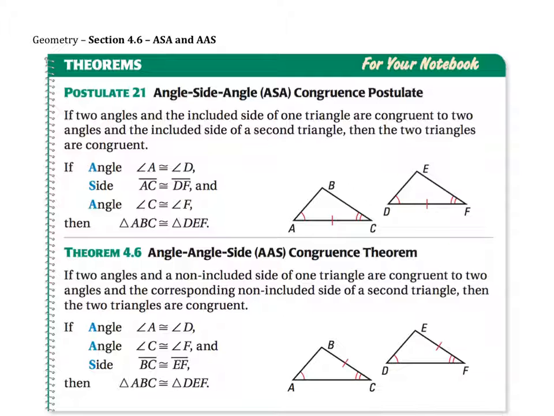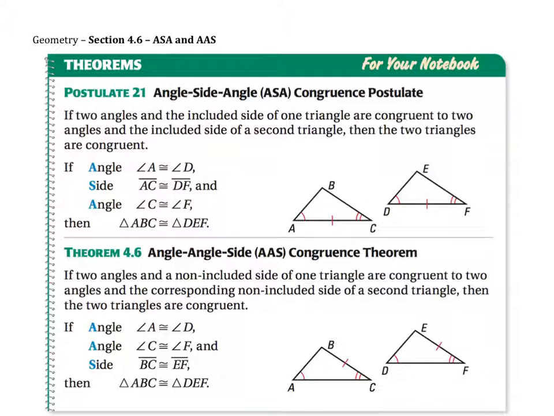The next is actually a theorem, and that's for angle-angle-side. It states if two angles and a non-included side of one triangle are congruent to two angles and the corresponding non-included side of a second triangle, then the two triangles are congruent. So again, it has to be the corresponding non-included side.